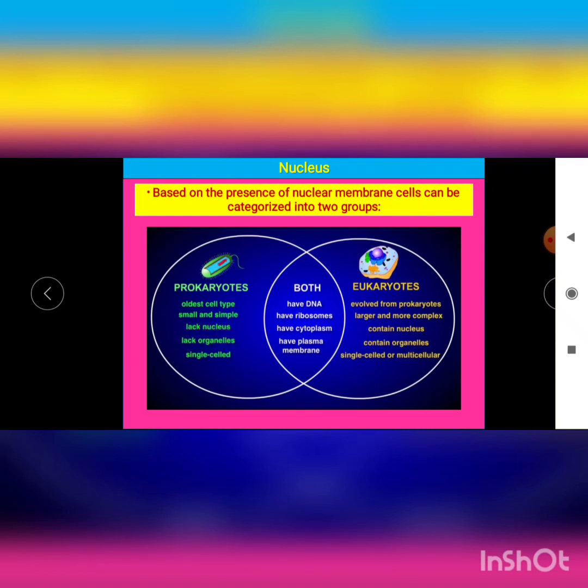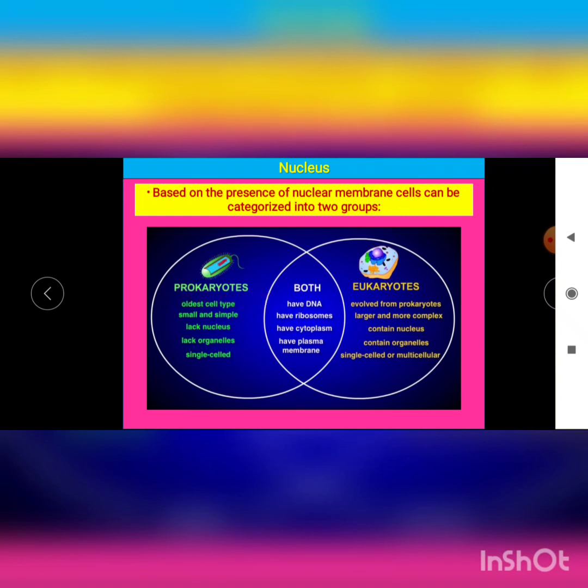Prokaryotes lack a nucleus in the sense they don't have a nuclear membrane, they don't have a defined nucleus. The genetic material, like here you can see this red structure is the genetic material, which is directly present or embedded in the cytoplasm. But eukaryotes contain a nucleus. That means they have a defined nucleus which is surrounded by a nuclear membrane. Then prokaryotes usually lack organelles. They don't have cell organelles, while eukaryotes contain organelles.